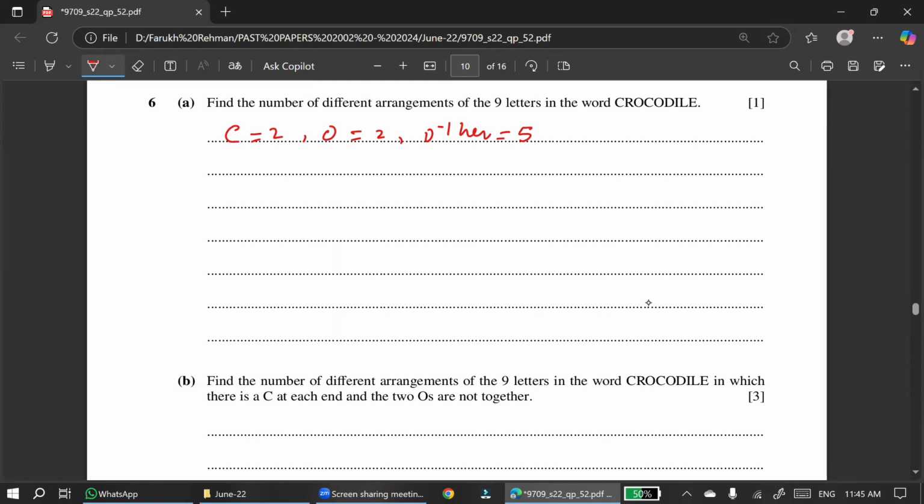And the other letters are, there are 5 other letters. Part A is simple. There is no condition. So 9 factorial divided by 2 factorial into 2 factorial. And the final answer is 90720.